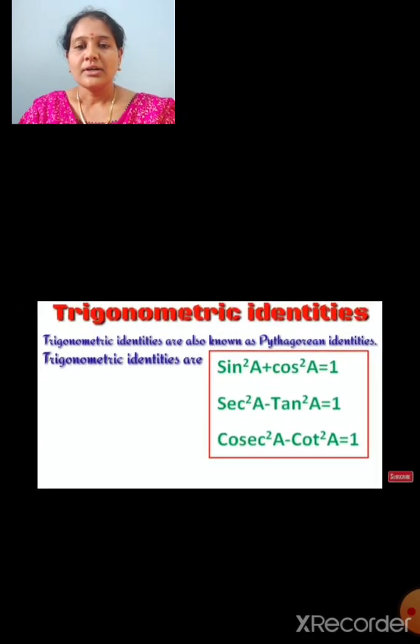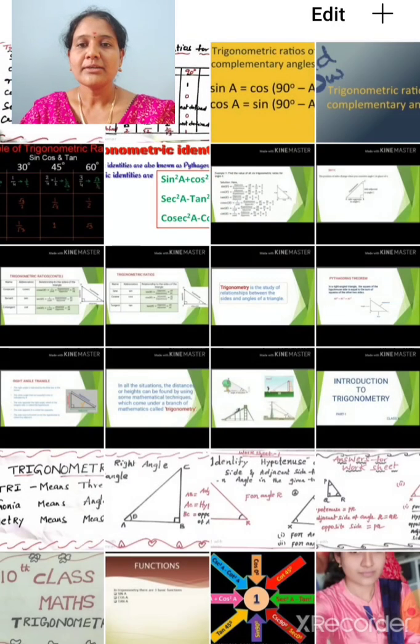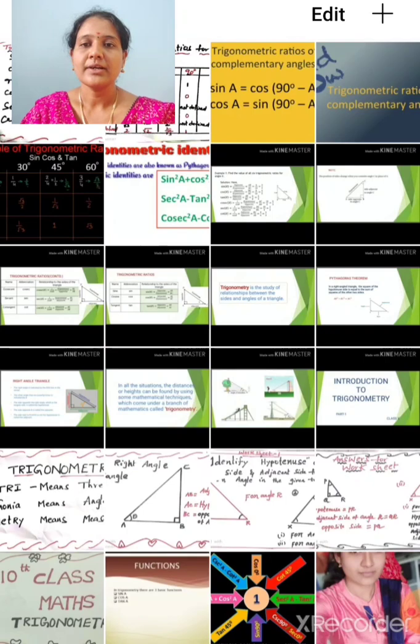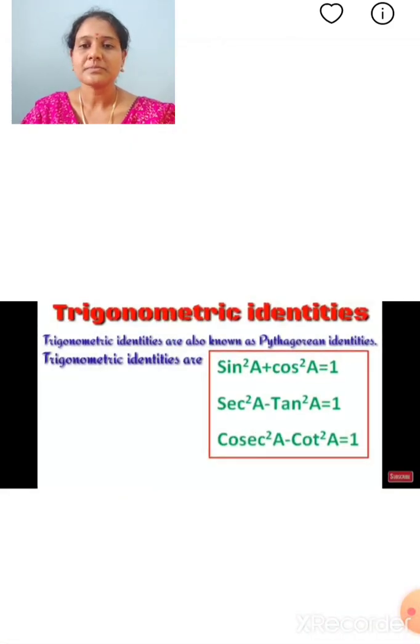Your home assignment, children: learn all these formulas. Learn and write the trigonometric identities, the complementary angles of trigonometric ratios, and the trigonometric value table two times, children. That is your home assignment.